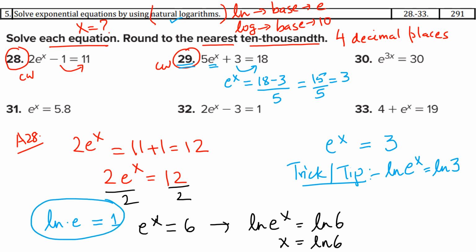Yeah, so this reduces to only x equal to ln 3. So you can use your calculator, or in the exam you will be given these values for ln 6 and ln 3. So just use them and don't forget to round off to 4 decimal places. So let's check our answers for all the problems now.